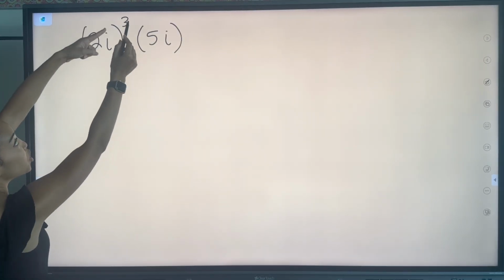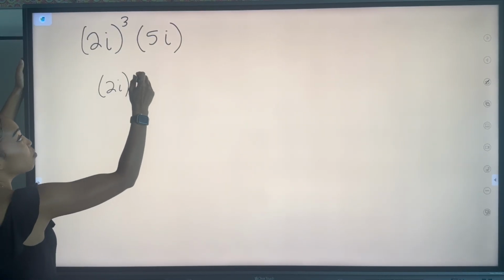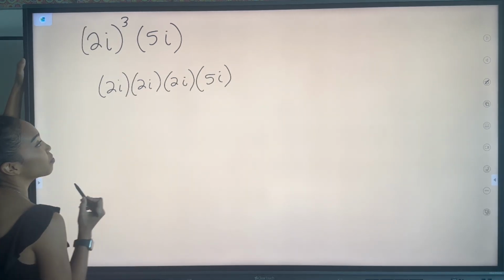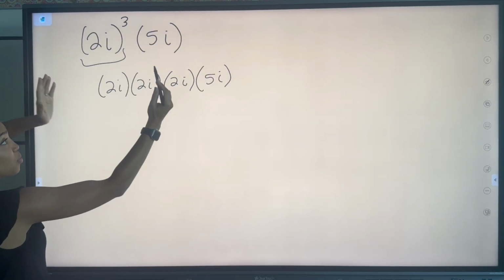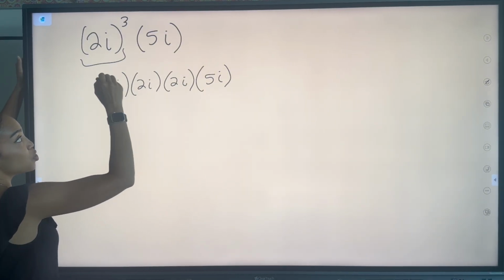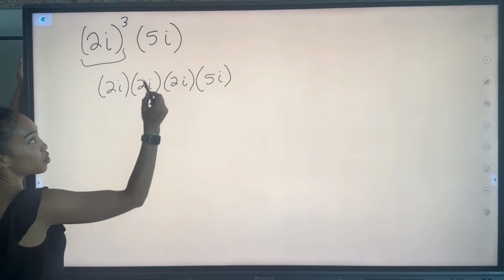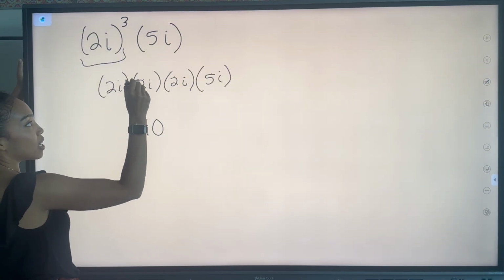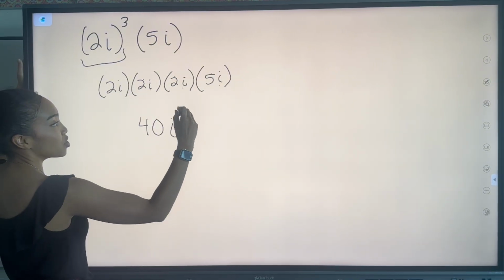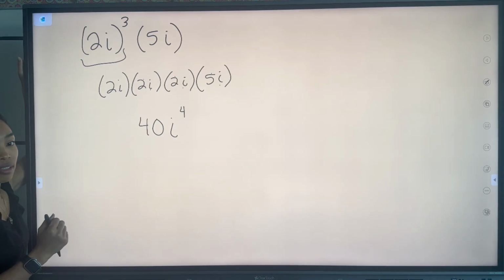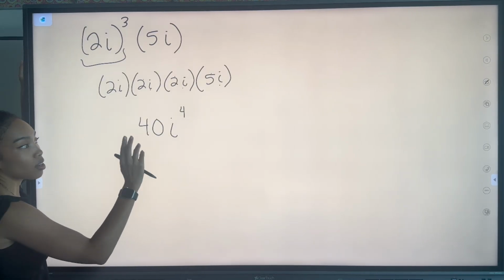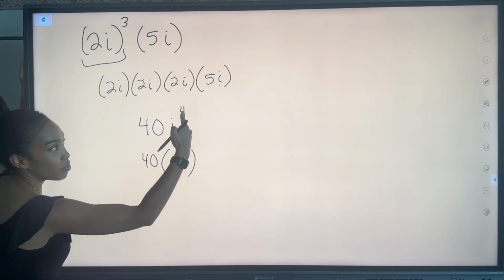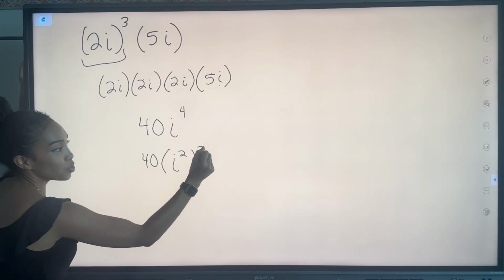You have 2i cubed. So that means you have 2i multiplied by itself 3 times, and then I have 5i. So 2 times 2 is 4, times another 2 is 8, times 5 is 40. And I have I times I times I times I. That's I to the 4th power. And we're not going to leave it like this. Always change this to I squared. What does this need to make 4? 2.